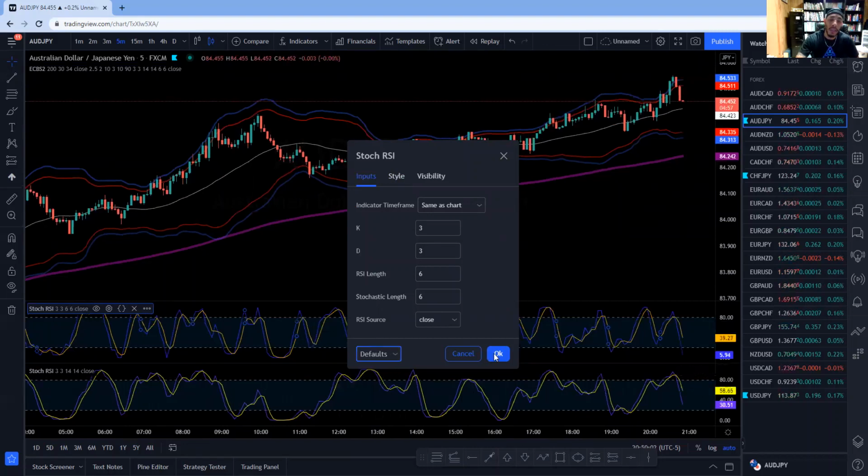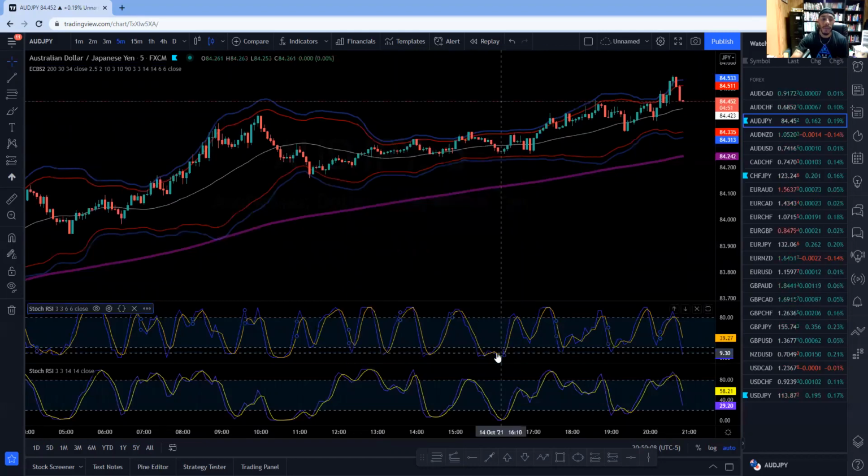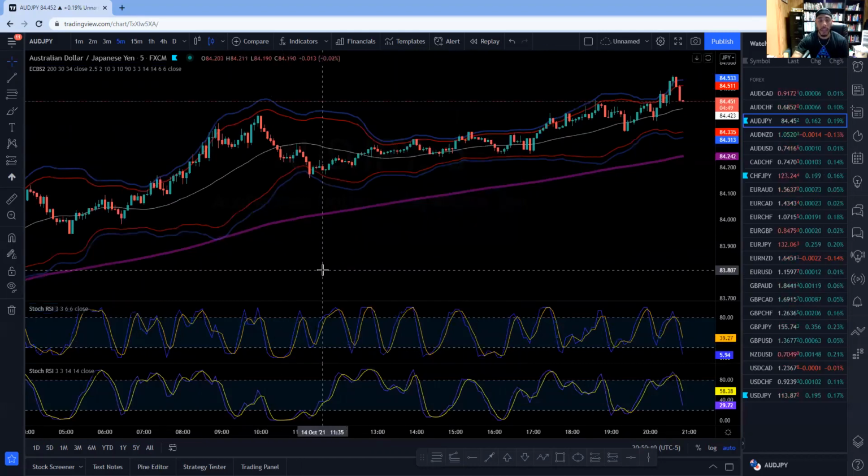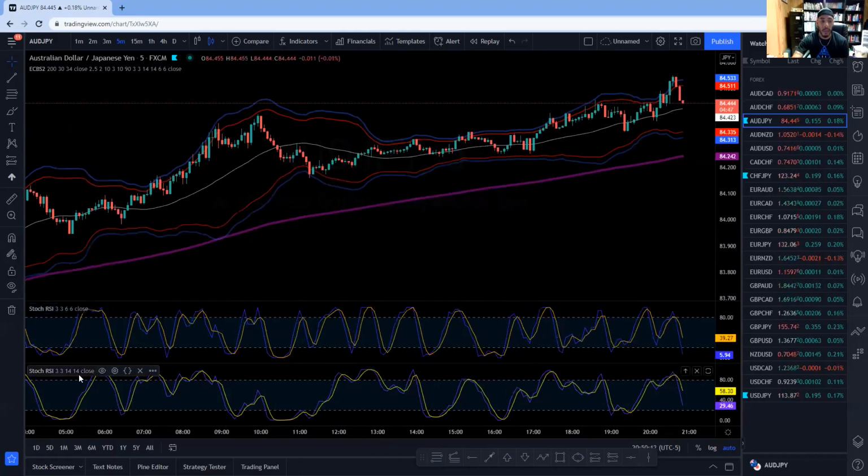Then what I'll do, I'll save it as default. That's just me. So any time you have a chart and you put a stochastic RSI, it's going to come up with these values right here. That's entirely up to you if you want to do that. And then this second one, we're going to keep it at 3, 3, 14, 14. We're not even going to touch it.